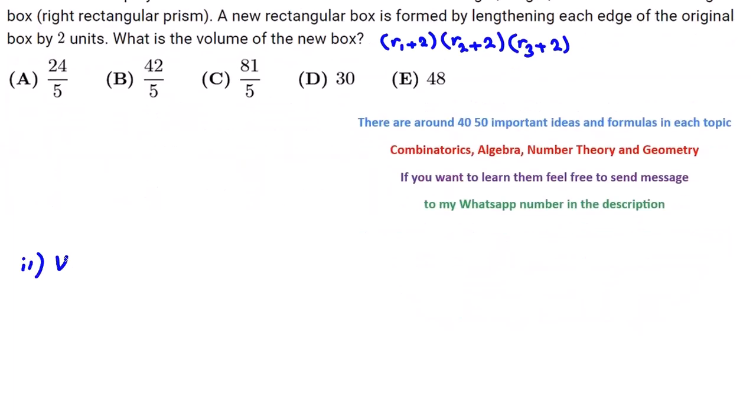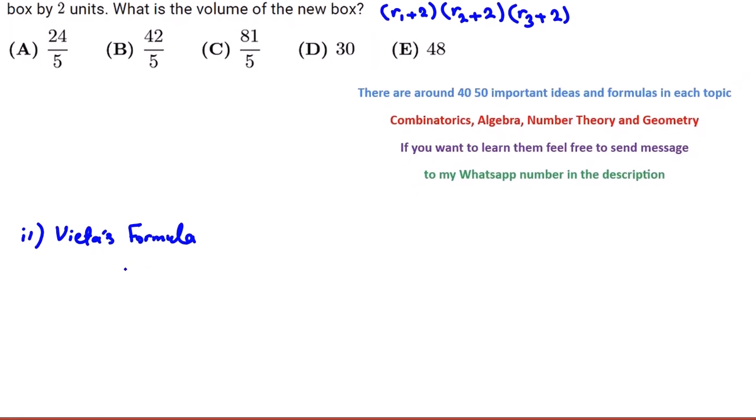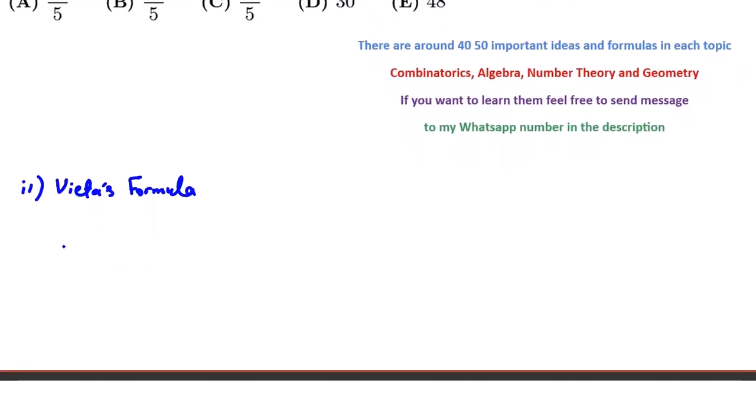Okay. Now let me tell you idea 1 here. Vieta's formula, which is useful in many years of AMC, is what? Suppose we have a_n x^n plus a_(n-1) x^(n-1), let's also write a_(n-2) x^(n-2), up to a_1 x plus a_0. We know that each polynomial with degree n has exactly n roots in complex numbers.